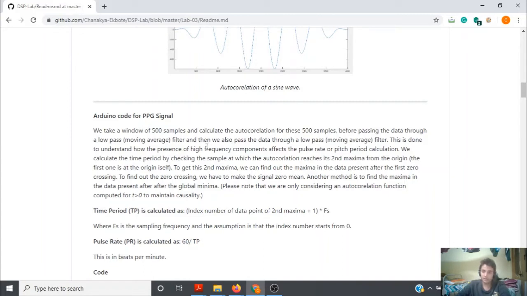What we notice is that after passing through a moving average filter, it is better for you to calculate the pulse rate as well as time period, because your pulse rate is not of a very high frequency. Hence, if you want to remove the high frequency components that may change your measurement, we can pass it through a low pass filter, which is again a moving average filter, like we had explained in the first experiment.